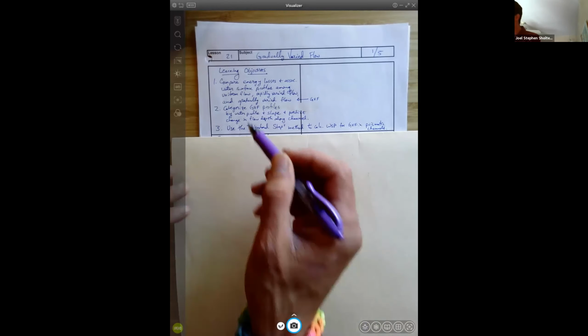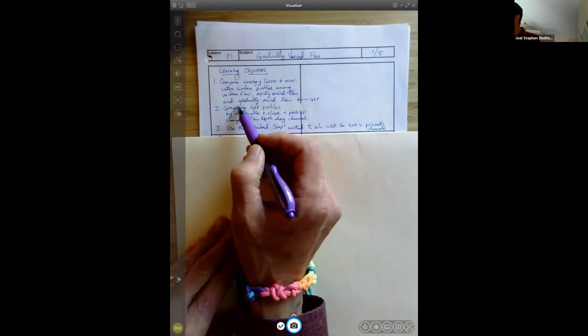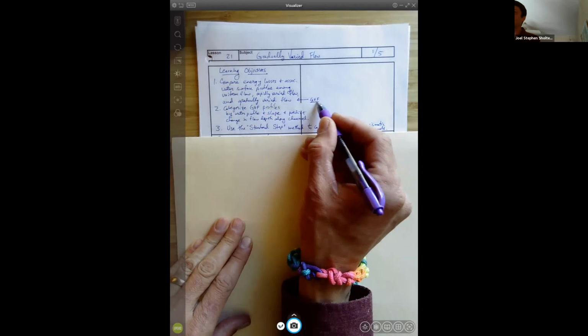So a hydraulic model, an open channel flow model called HEC-RAS. That model we'll talk about on Thursday, and we'll have you guys do just kind of a tutorial run through exercise to become familiar with it. But today's topic, gradually varied flow, is the equation or the theory behind what drives those models. And so our learning objectives today are to compare energy losses and the associated water surface profiles among uniform flow, rapidly varied flow, and gradually varied flow, which we call GVF.